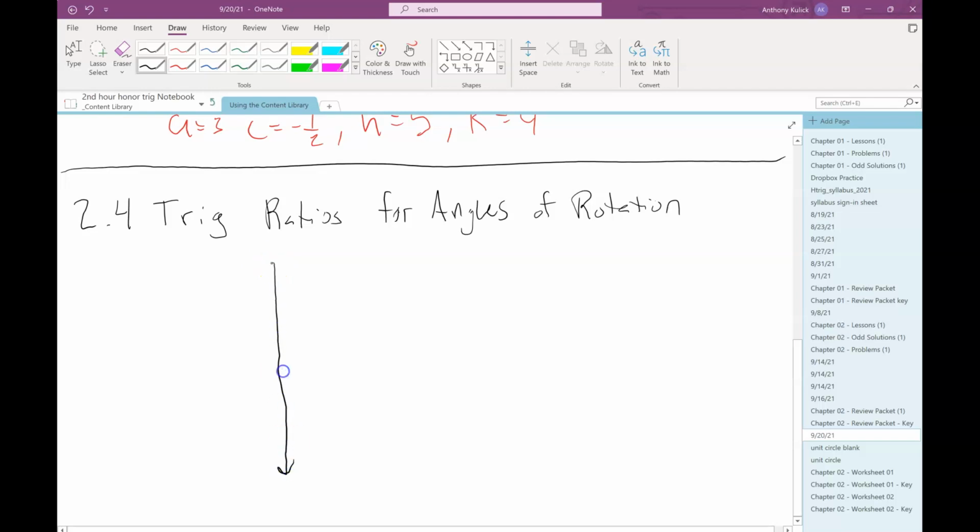So last time we talked about drawing these angles in standard position. So we have our initial side on the positive x-axis, the vertex at the origin, and then our terminal side, something like that. Everybody's cool there? Okay.